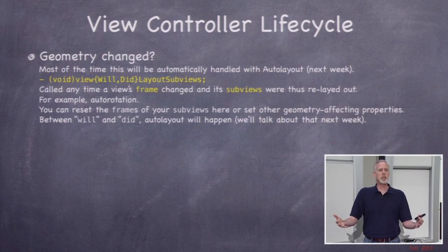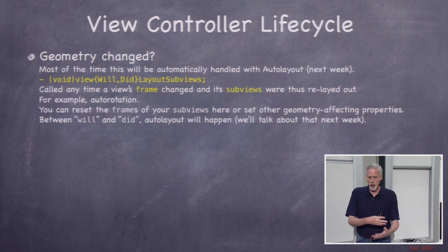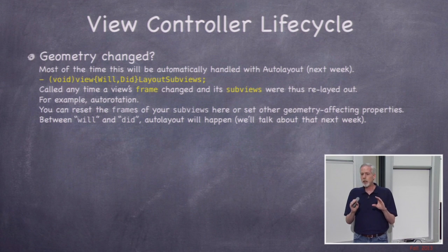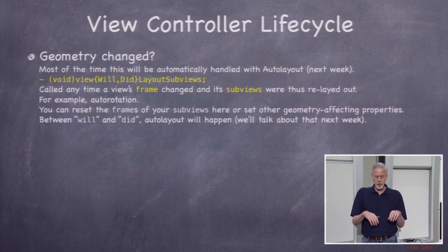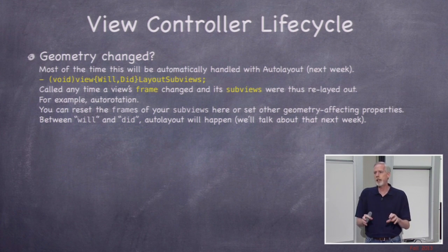So your geometry just changed, maybe from portrait to landscape, and there's a lot of automated stuff in iOS 7 called auto layout that will try to move everything around to fit. Now, it can't always do it, but it tries. So viewWillLayoutSubviews is called before that, and viewDidLayoutSubviews is called after it's made that attempt.